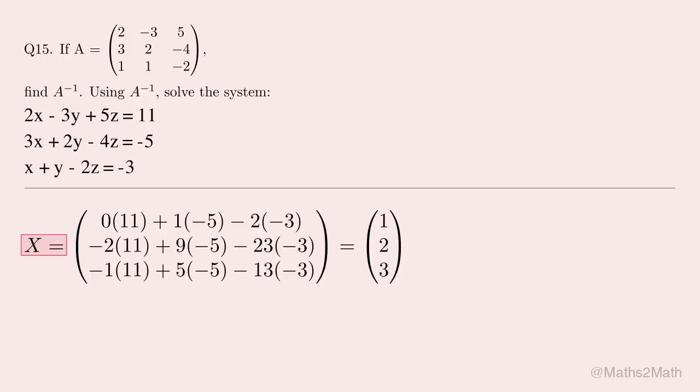Minus 22 minus 45 plus 69 is 2. Minus 11 minus 25 plus 39 is 3. So x is 1, y is 2, and z is 3.